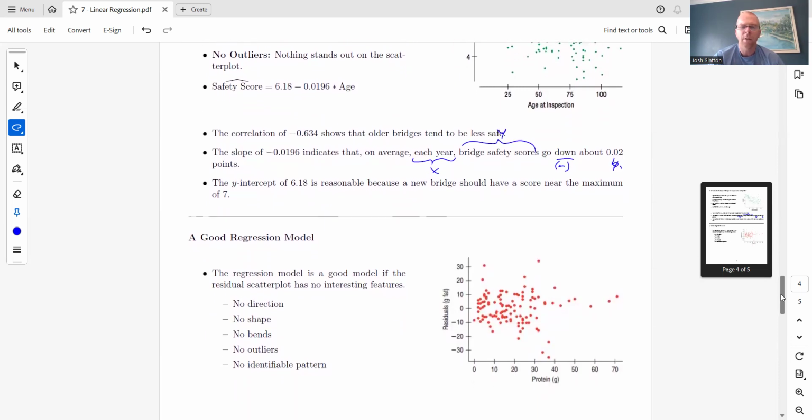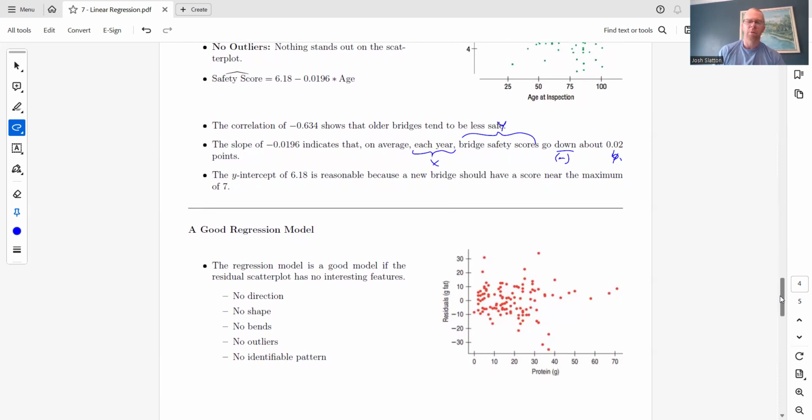All right, so one way to tell if a regression model is good is looking at the residual scatter plot. What we have here is going back to the Burger King example that we looked at last time, where we're comparing fat and protein. We still have protein along the x-axis. The original scatter plot had fat along the y-axis.